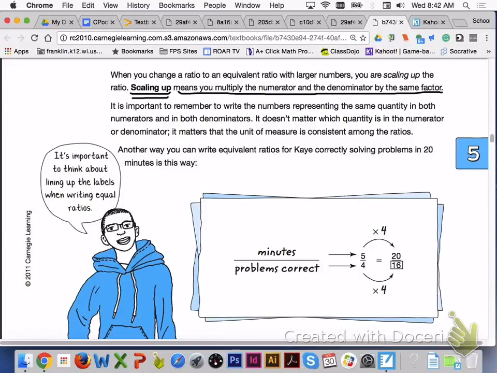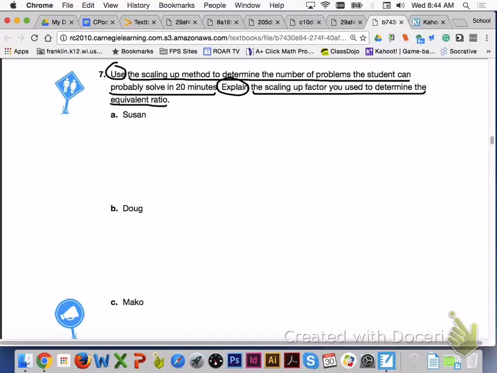Another way that you could write equivalent ratios for Kay correctly solving problems in 20 minutes is this way. If we multiplied the minutes by 4 and the problems correct by 4, we would still see that in 20 minutes she would probably get 16 problems correct. Turn to page 328 and answer number 7, letters A through C, with your group members.